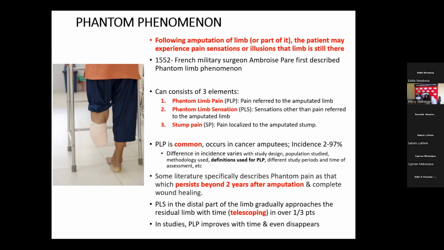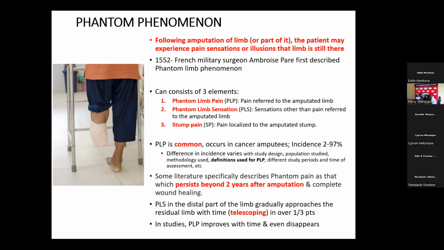The phantom phenomenon is quite common, and the incidence is as low as 2%, but as high as 97%, depending on the study design, the population studied, and how they defined the phantom limb pain or the phantom phenomenon in the study. What we know is that it's very, very common. And this is regardless of whether patients have been amputated because of cancer, or because of a landmine, or because of gangrene, diabetes, or other causes of the amputation. It can be quite disabling.